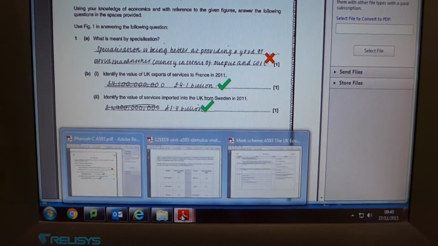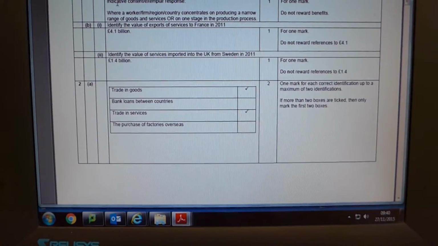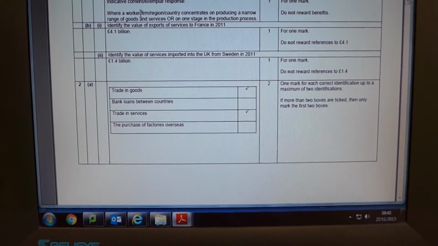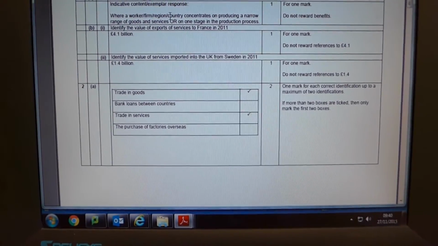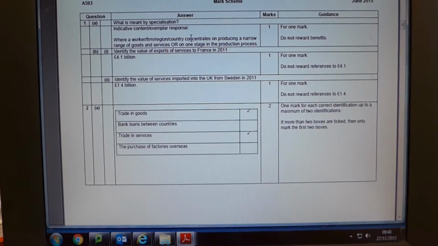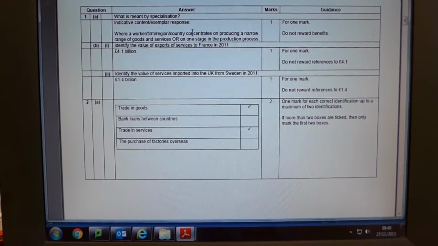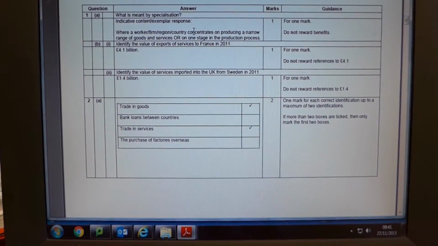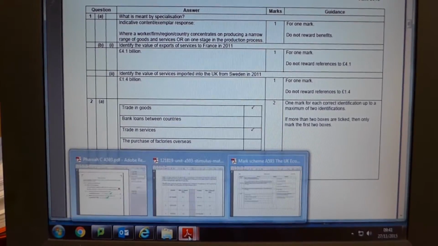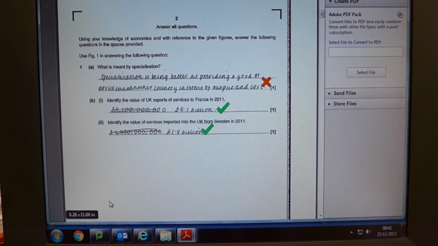If we flick into the mark scheme, here it is. What's meant by specialization? Where a worker, firm, region or country concentrates on producing a narrow range of goods and services, or concentrates on one stage in the production process. Very straightforward question, but remarkable the number of people that got that wrong. Let that be a lesson to you all.